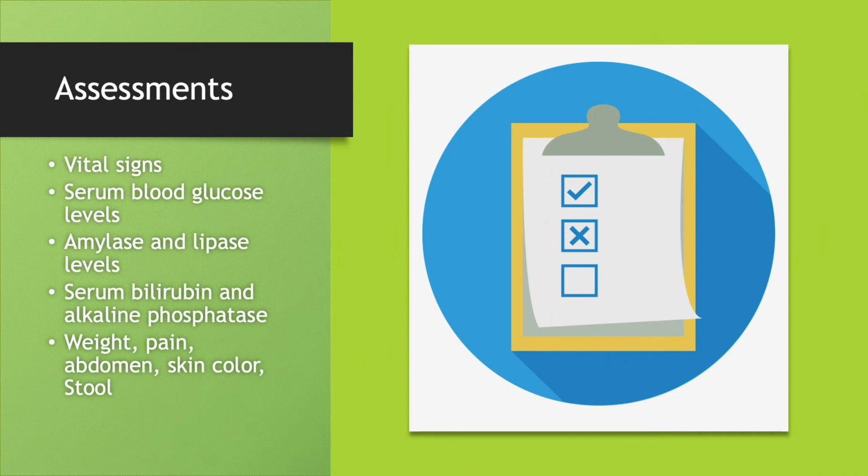Now, assessments are going to be similar as well due to the clinical manifestations present, such as monitoring the vitals, as well as the glucose, lipase, and amylase. We're monitoring everything, okay? Lastly, we're going to want to monitor the weight, pain, the abdomen itself, the skin color, and the stool. We're going to want to look at everything to make sure everything is going well, okay?